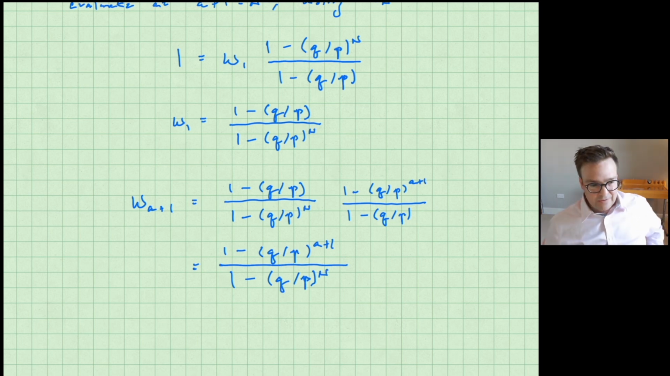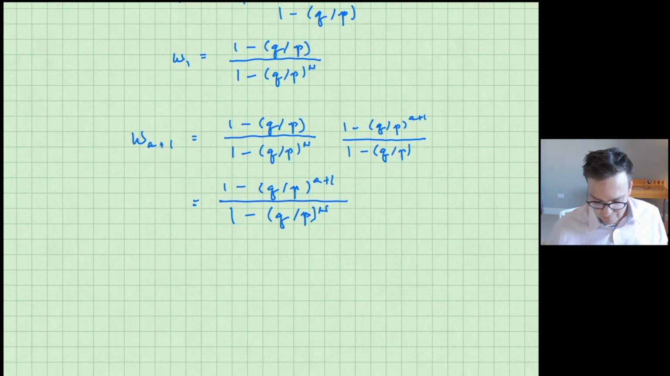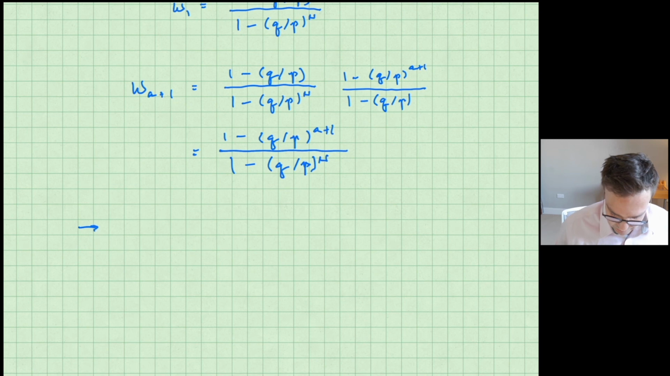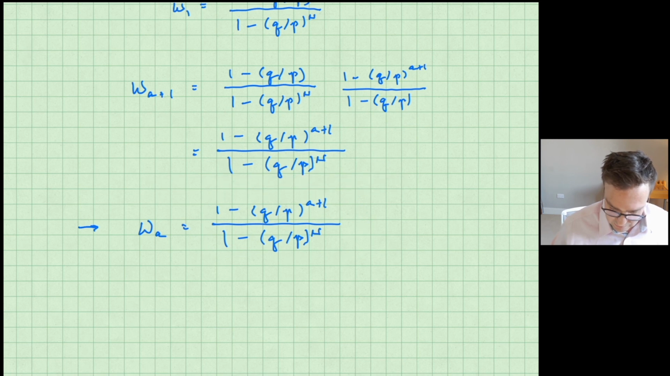And now the last thing to do is to reindex so that you make a new name for the index A. And so we get the expected result: W sub A is equal to, and then I'll just copy this guy, and I don't need the plus 1 anymore. All right, that completes the proof.